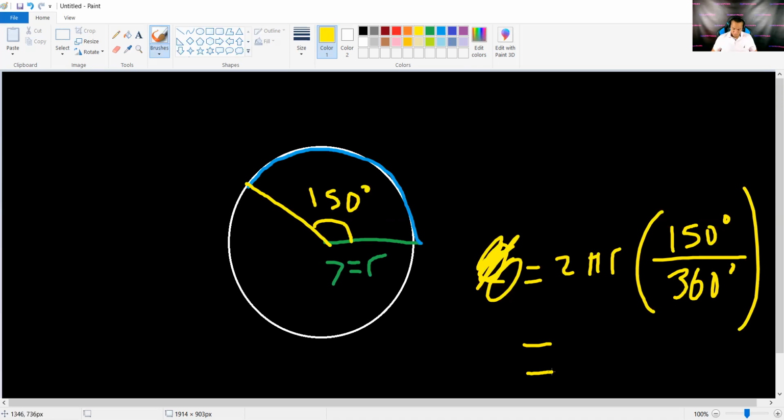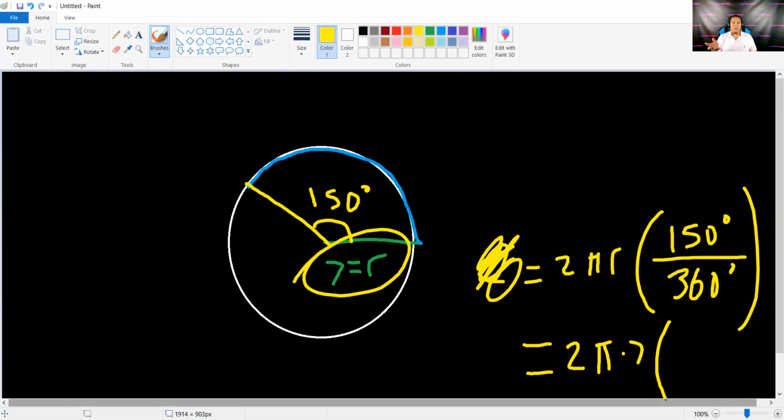So I would just plug in 7 for r. 2 pi times 7, since that was the radius. And then this simplifies to 15 over 36. I know 3 goes into both numbers, so I get 5 over 12.